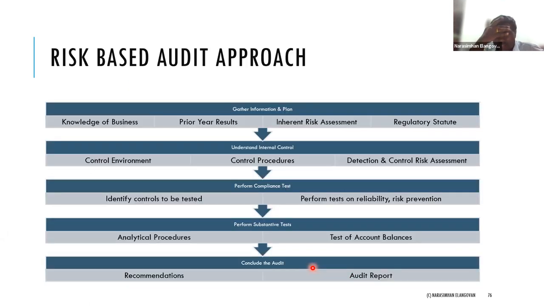Risk-based audit approach, this is just an example for you to get an idea. You understand the business, look into the prior results, do an inherent risk assessment, regulatory, etc. Then you understand the internal controls, control environment. We'll speak about control environment a little later. What are the control procedures, detection, control risk, identify and do a compliance test. Very important. We do a compliance test. A compliance test is a test to check whether you are complying with the internal controls defined by you.